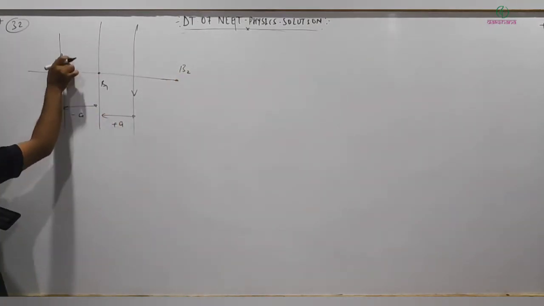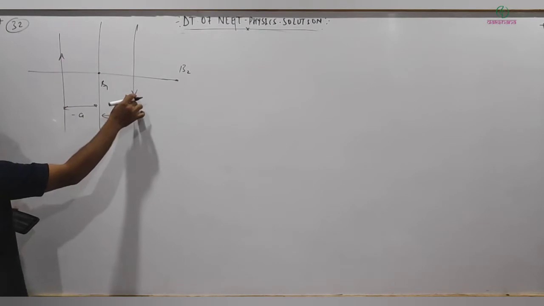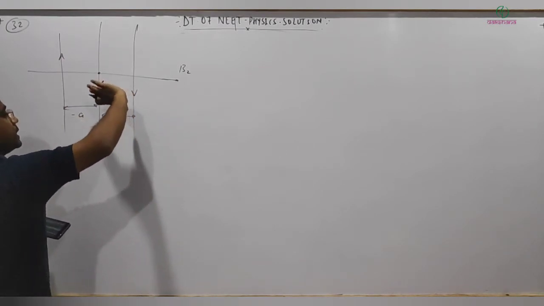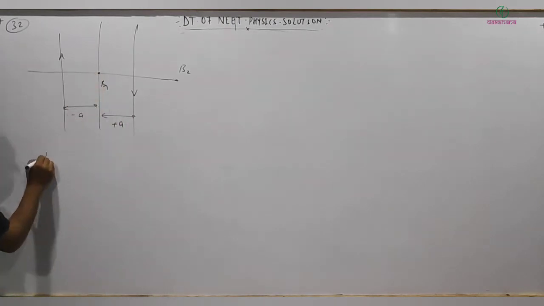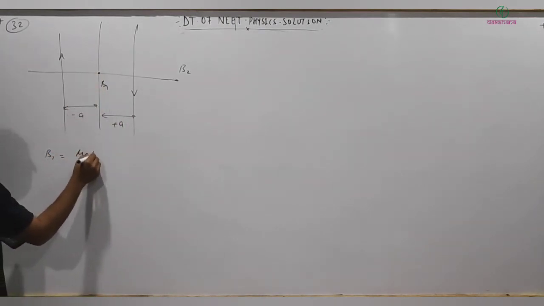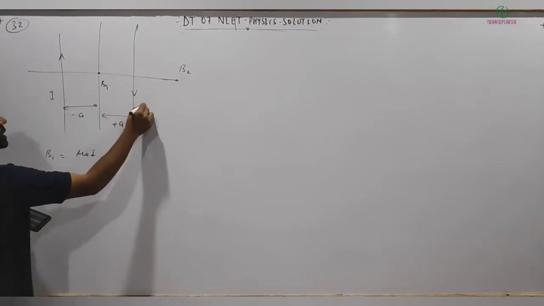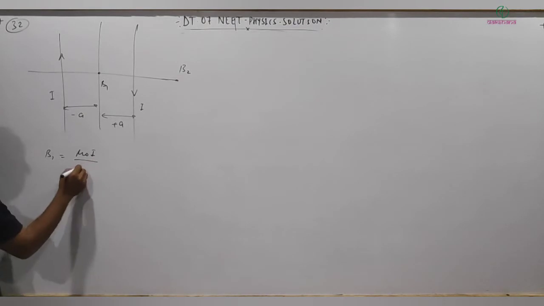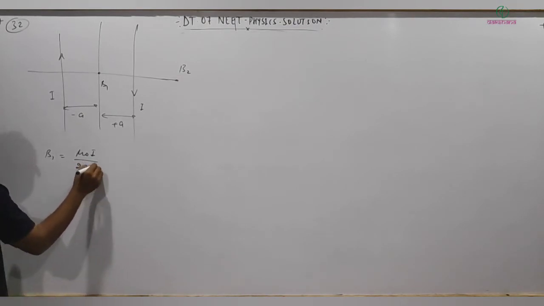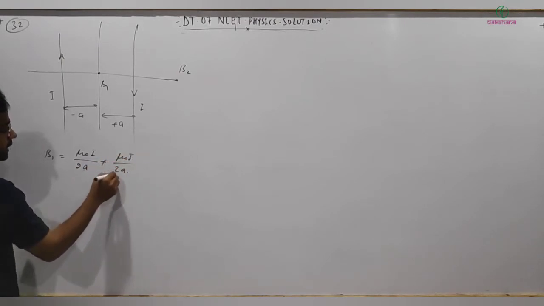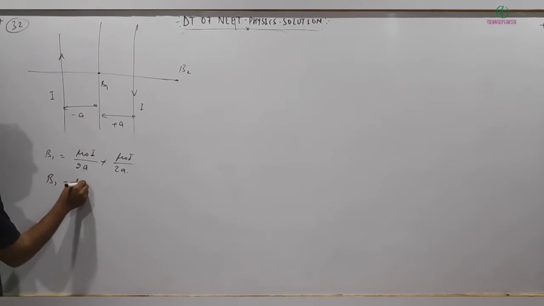So first thing is magnetic field due to this will be inward, magnetic field due to this is also inward. So B1 can be written as mu naught into I, equal current. This is also I, this is also I, and both fields are in the same direction, so B1 can be mu naught into I by 2R, R is equal to a, plus mu naught into I by 2a, so B1 is coming out to be mu naught into I by a.